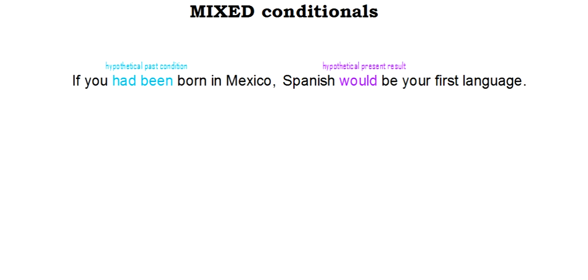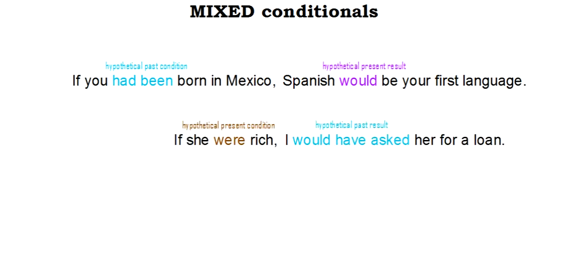My first clause, the hypothetical past condition, is the third conditional. But the result we're seeing in the present, I use a second conditional result. It works the other way around sometimes too. I could have a condition in the present. This is the second conditional. If she were rich today, if this were her reality. In the past, I would have asked her for a loan, but I didn't. Okay? So it is possible to make a combination of the second and third conditional.